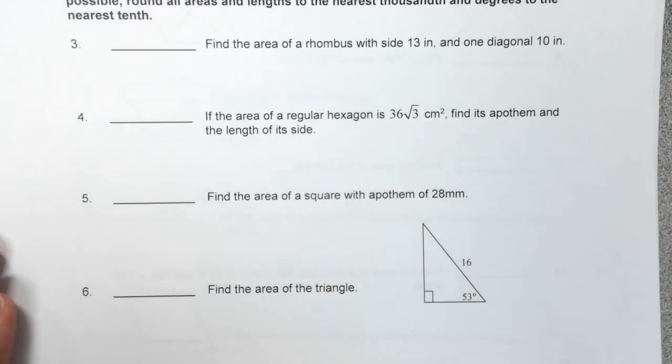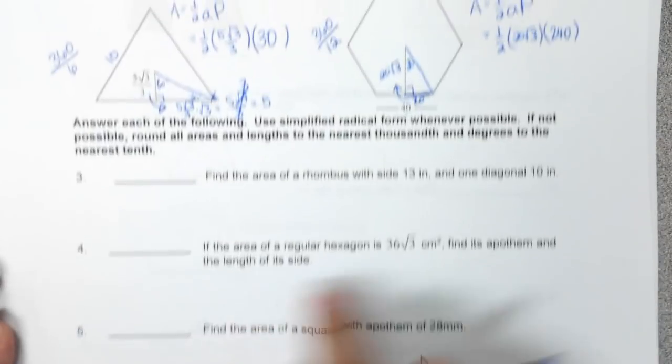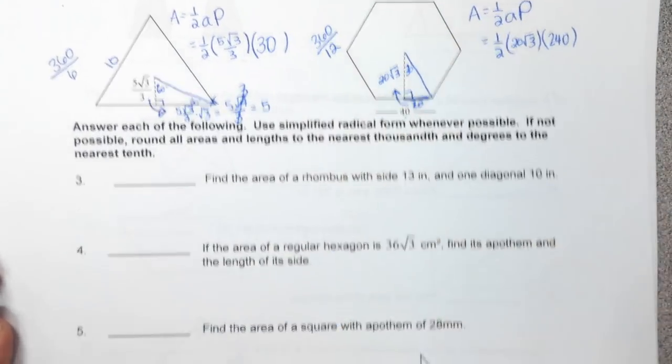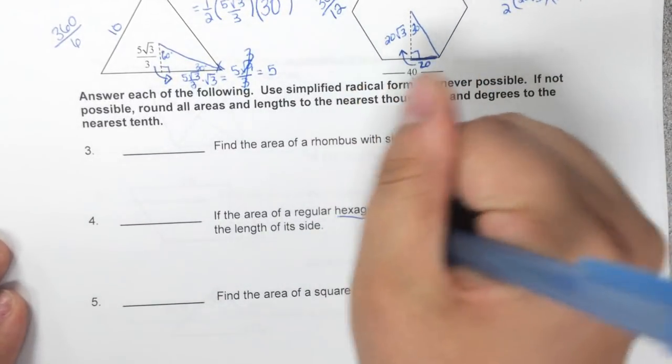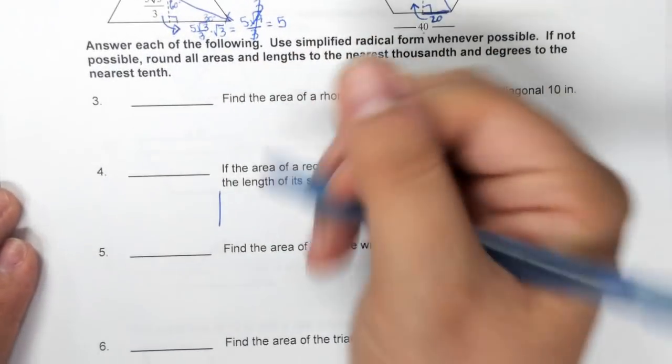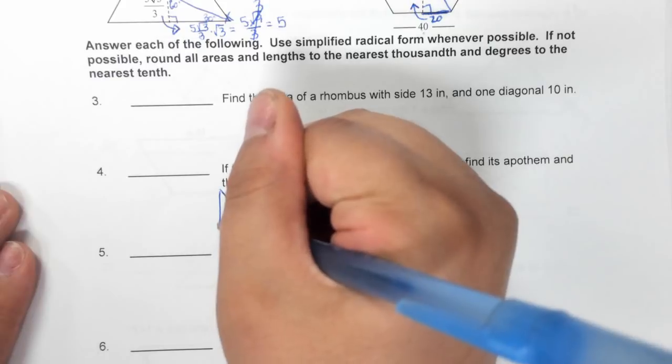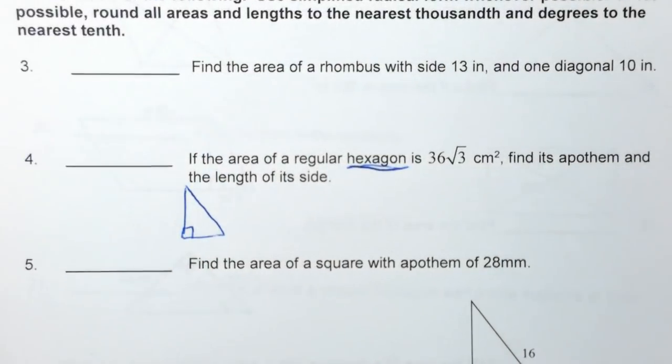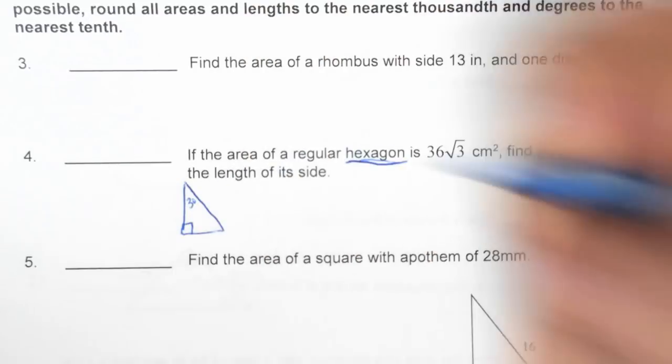Okay. Number 4 says if the area of a regular hexagon is 36 square roots of 3 centimeters squared, find the apothem and the side of the length. Now I'm going to refer up to this picture. Are y'all cool with that? Do you agree that if it's a hexagon and only a hexagon, that I am going to have a 30, 60, 90 triangle here? Okay, it has to be a hexagon.